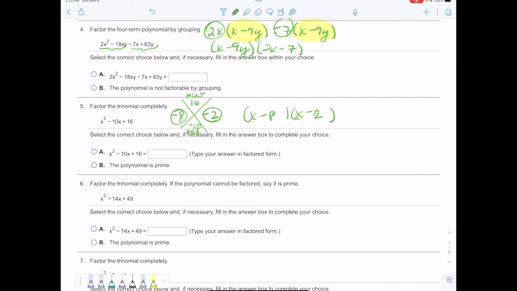To check it, you can FOIL, which remember stands for first, outer, inner, last. So if you multiply x times x, you get x squared. And x times -2 gives you -2x. And -8 times x gives us -8x. And if I add them, I should get the middle term, which I do. It's -10x. And then -8 times -2 gives me my last term, which is 16. So that's how you can check to make sure your answer is correct. So your final answer is x minus 8 times x minus 2.